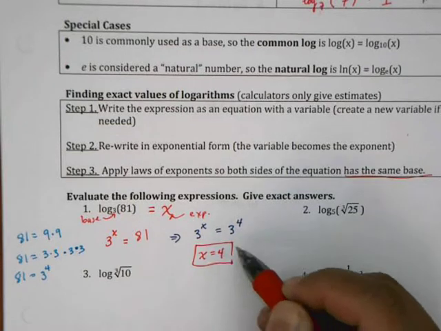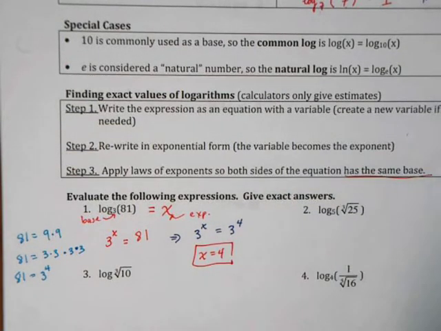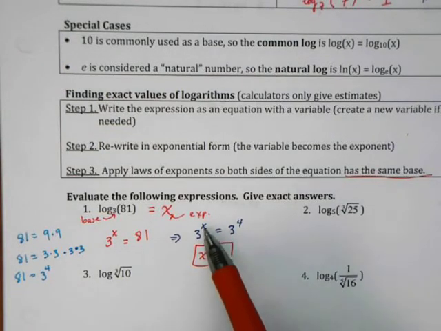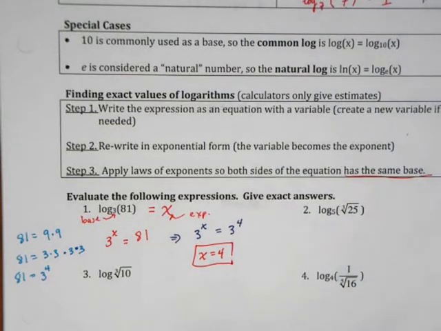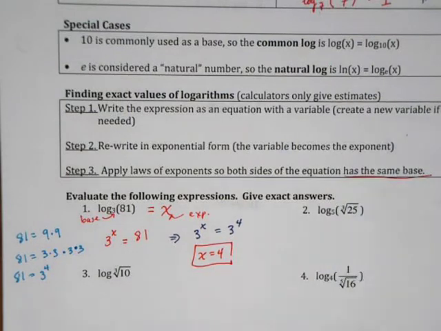Because I have the exact same expression on both sides, just the exponents are different. If the expressions are exactly the same, then the exponents have to also be equal. Okay, let's do another one. This time I have log base 5 of the 3rd root of 25. So this could get a little bit tricky.